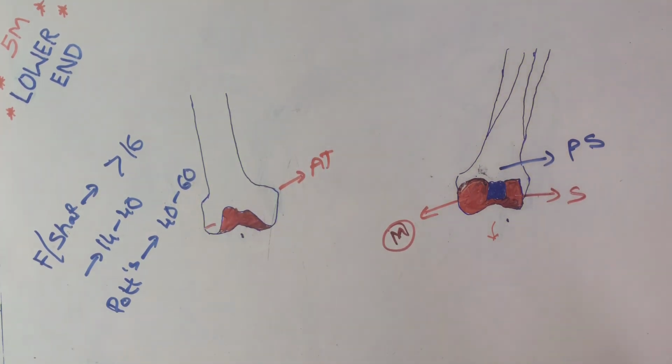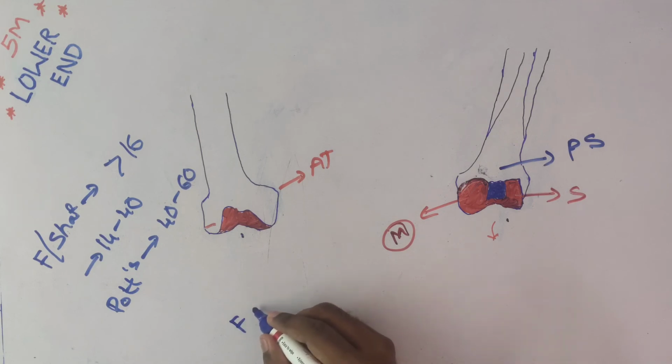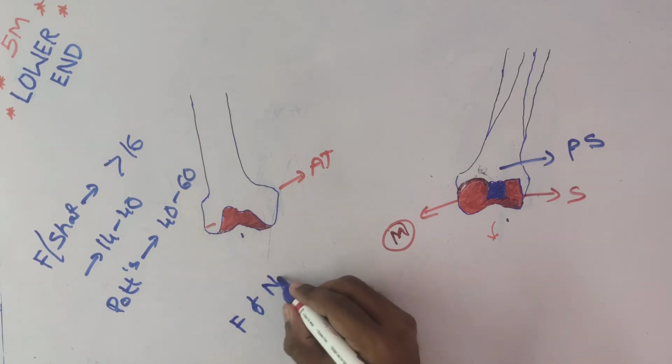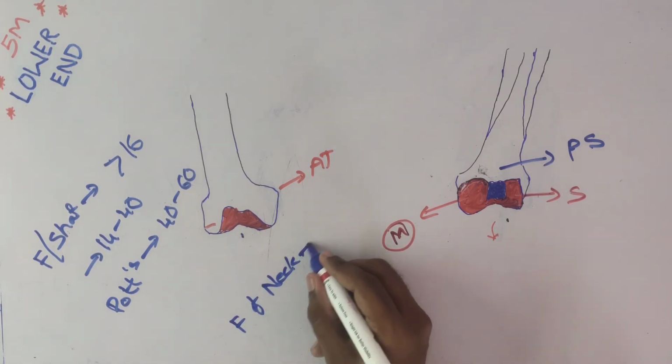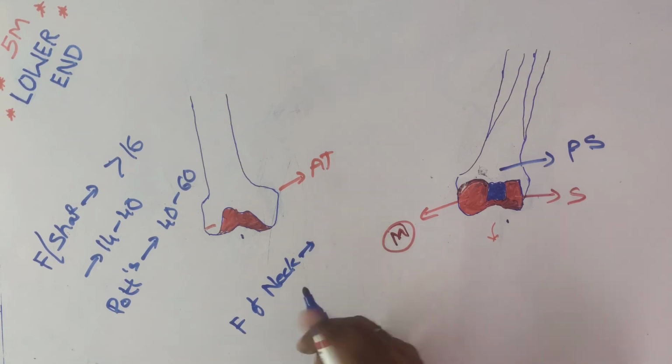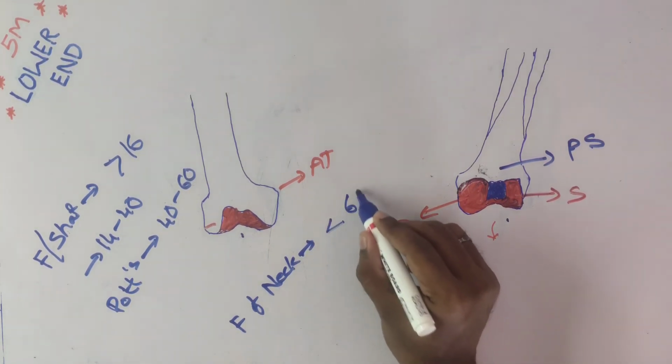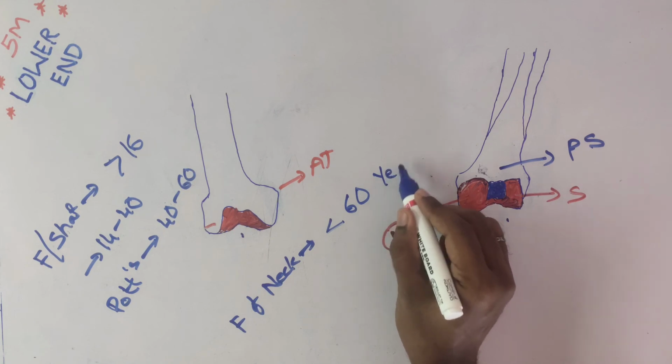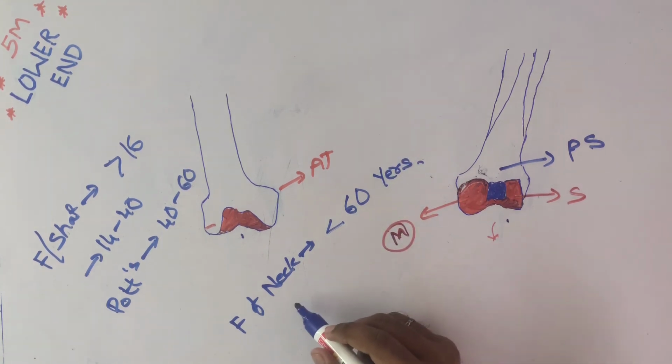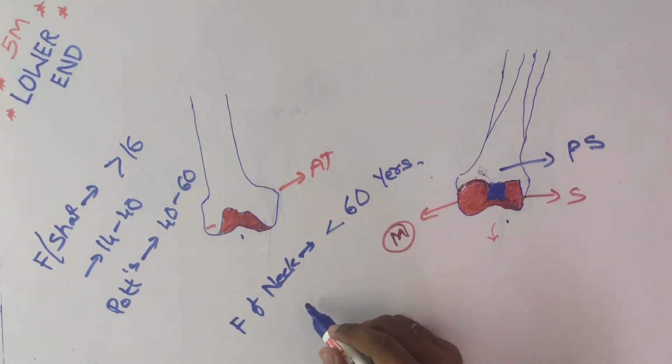And at last, fracture of neck of femur. I will provide the pictures on Instagram. Fracture of neck of femur is common over the age of 60 years, in old people.